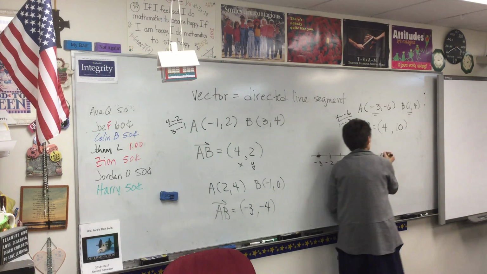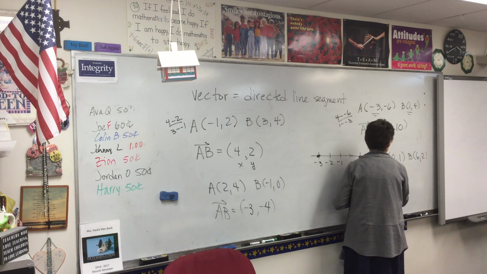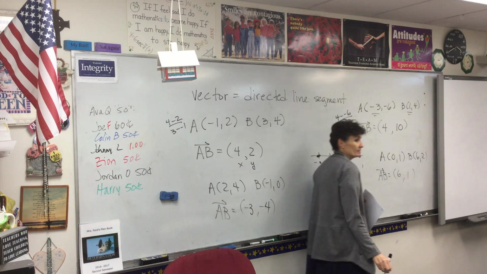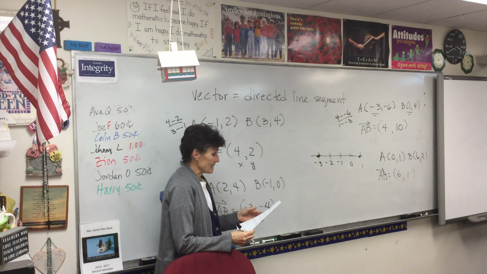And how about the last one? We're going from 0, 1 to 6, 2. What is my directed distance, or what are my coordinates? 6, 1. Perfect. Everybody got it? That's easy.